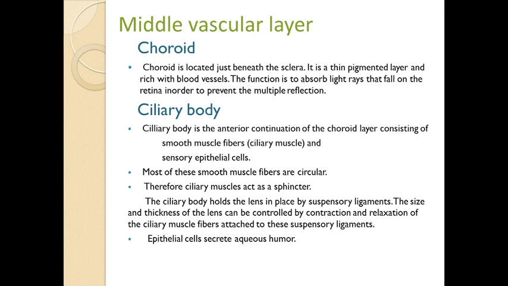The ciliary body holds the lens in place by suspensory ligaments. The size and thickness of the lens can be controlled by the contraction and relaxation of the ciliary muscle fibers attached to the suspensory ligaments. So this is actually the function of the ciliary muscles of the ciliary body. Contraction and relaxation of the ciliary muscles can control the size and thickness of the eye lens. Then the epithelial cells secrete the aqueous humor. That is a function of epithelial cells.